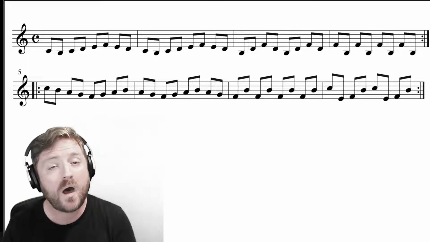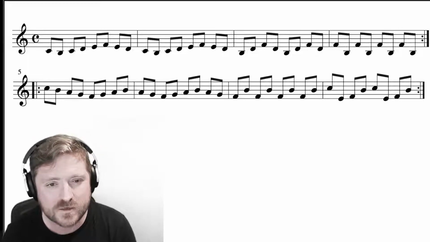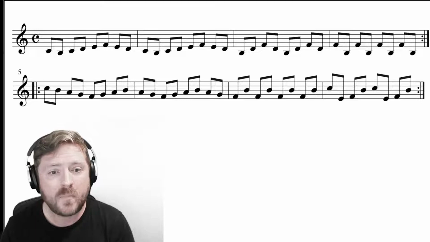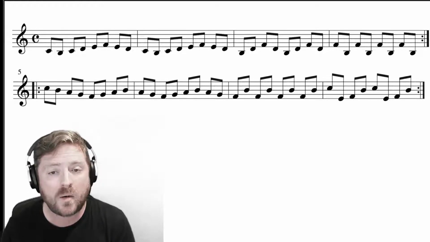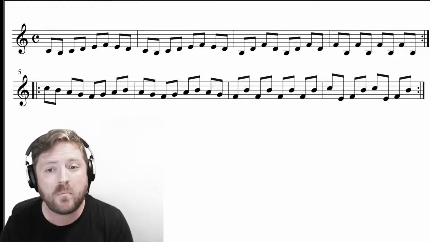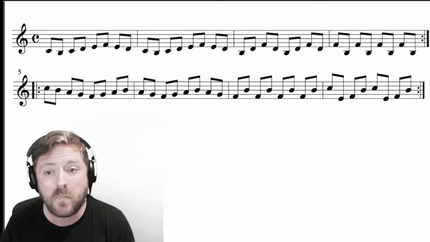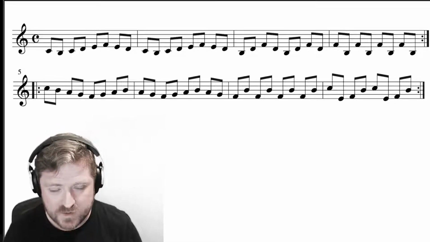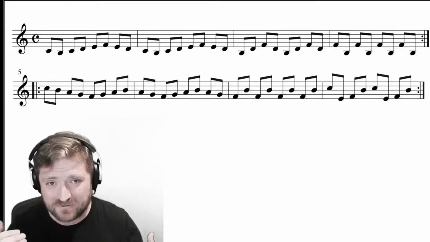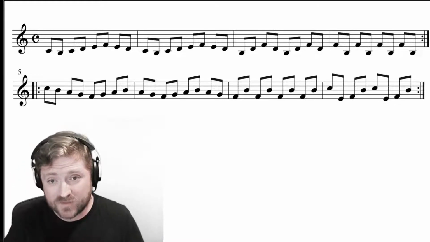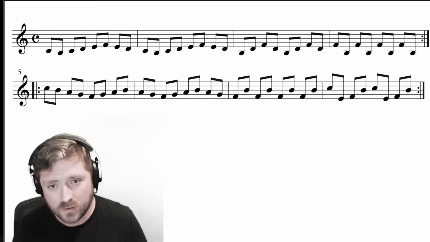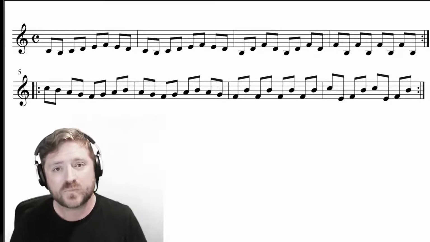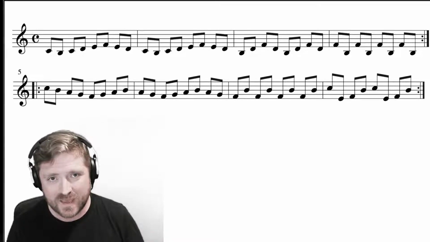Let's do the whole thing slowly. 1, 2. Off we go. Ma ma ma ma ma ma ma ma. Fabulous. So practice that at different pitches within your voice, and the key part is always this, to get used to singing that interval.